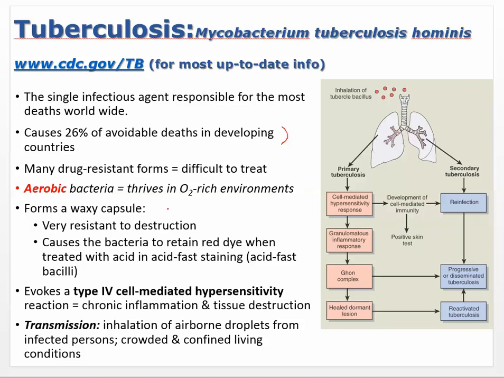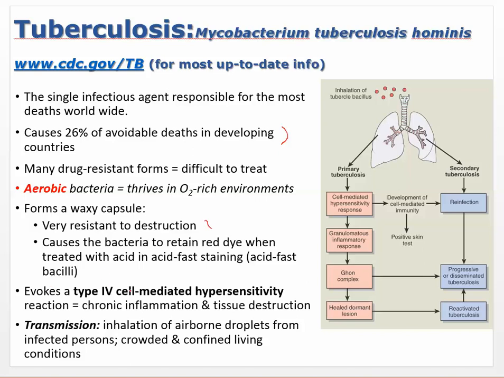Okay, so it forms a waxy capsule, very resistant to destruction. But this is part of the testing of it. It causes these bacteria to retain red dye when treated with acid, and that's acid-fast staining. That's that mycolic acid that's going to hold the stain in and cause it to turn red. At least that's the way it works in my head.